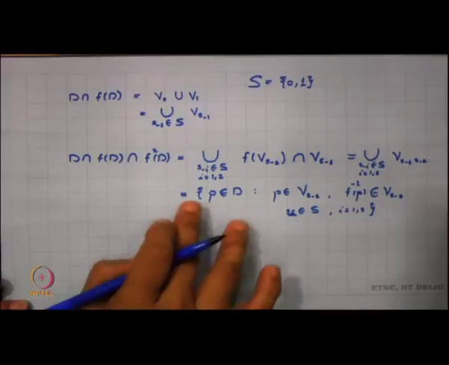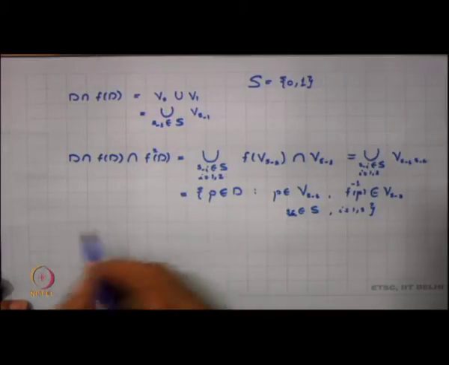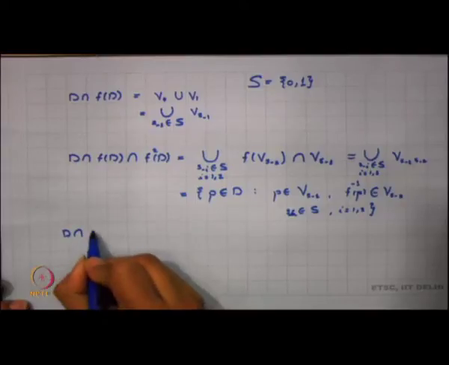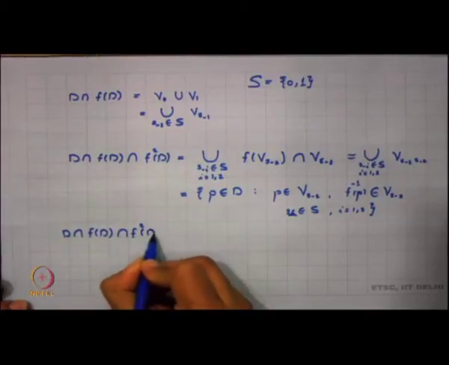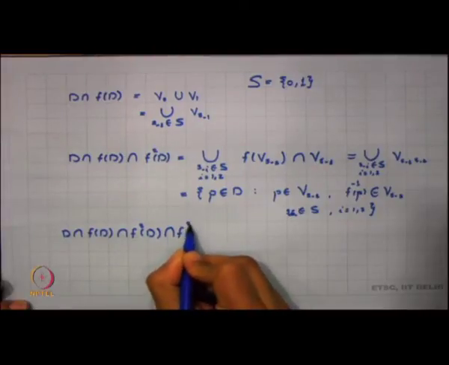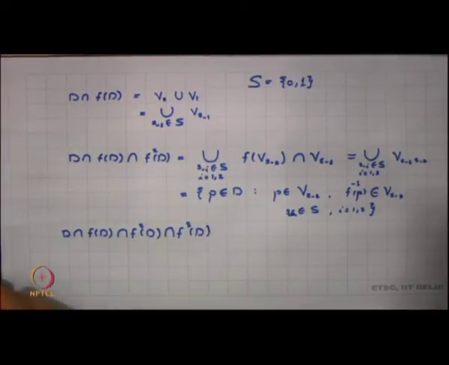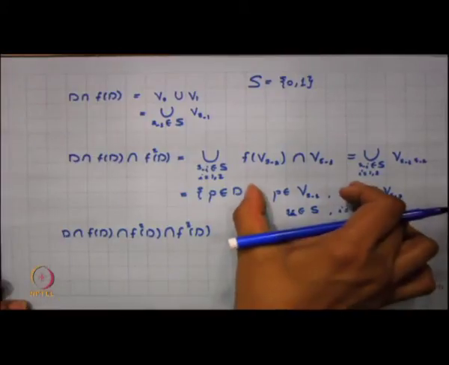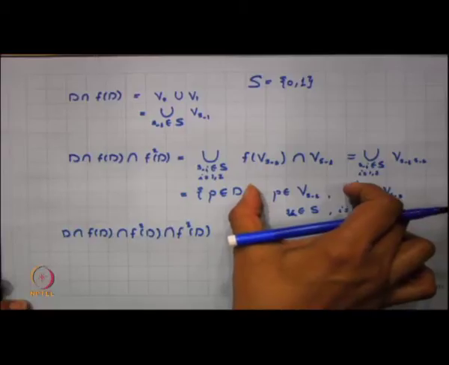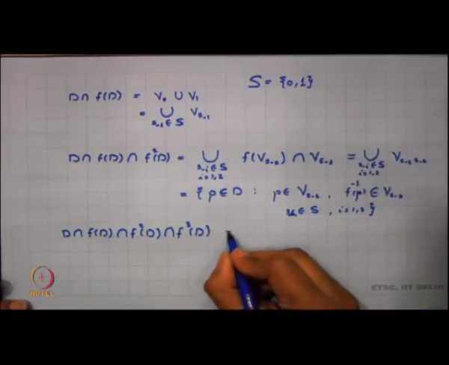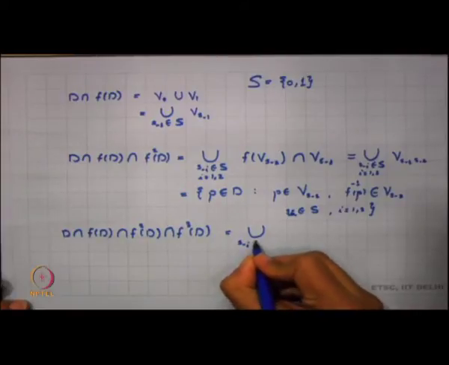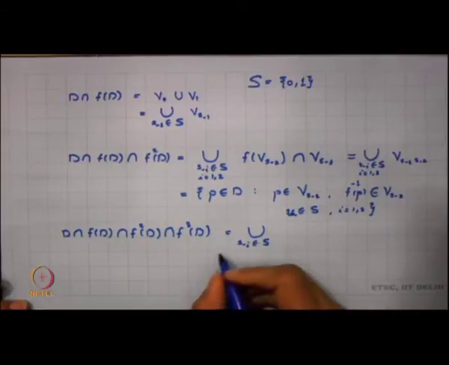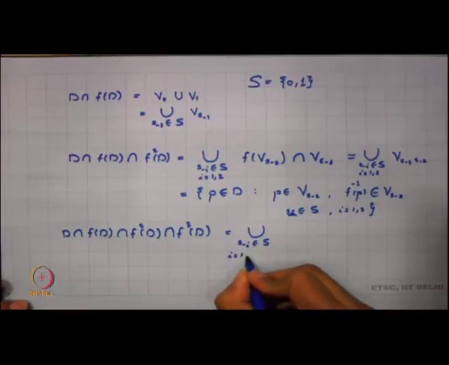So, this makes it easier for me to guess what D intersection f of D intersection f square D intersection f cube D is. Again, I know that it will be D intersection f of this part. So, I can say that this is the union over S minus I belonging to S, where I goes from 1, 2, 3.